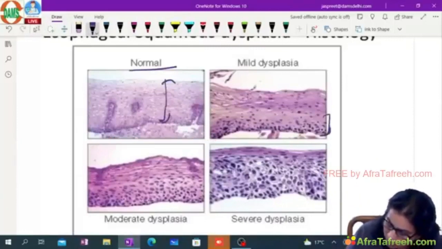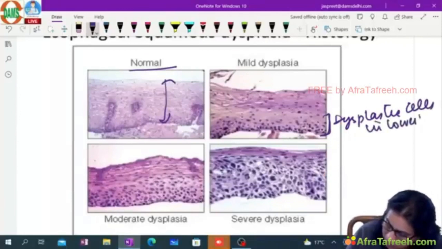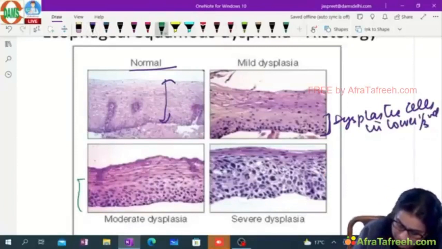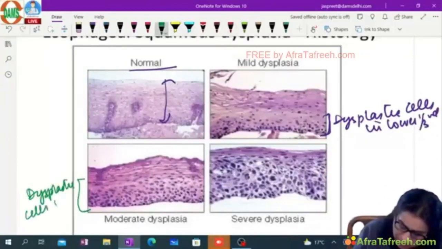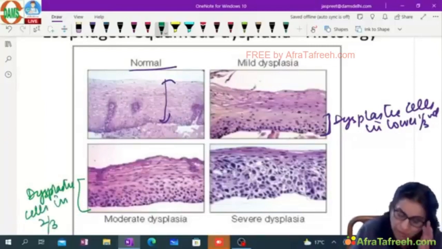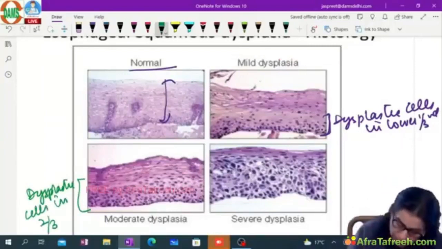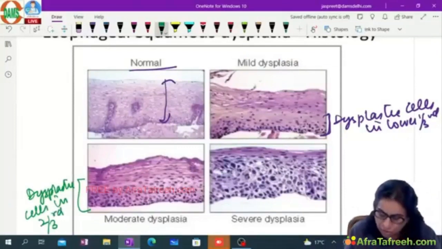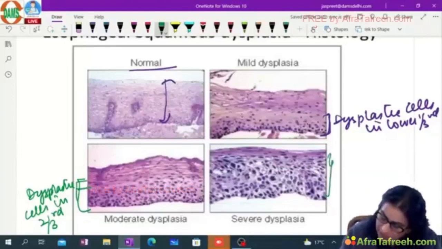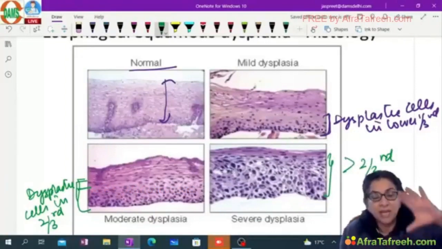So first you can see the normal stratified squamous epithelium. Second, in mild dysplasia, I have labeled dysplastic cells in the lower 1/3 only. Lower 1/3 of the epithelium, that is mild. Moderate dysplasia, dysplastic cells in 2/3, from 1/3 to 2/3. Occupying 2/3 of the epithelium, that is moderate. And severe dysplasia is when more than 2/3 of the epithelium is full of dysplastic cells.